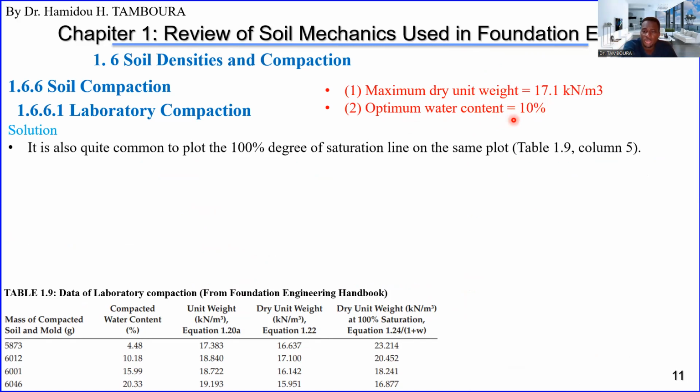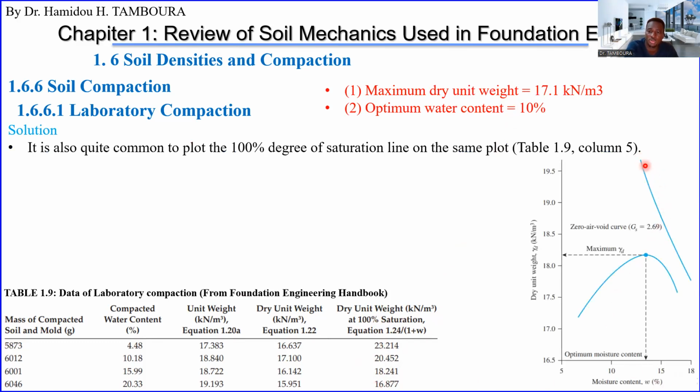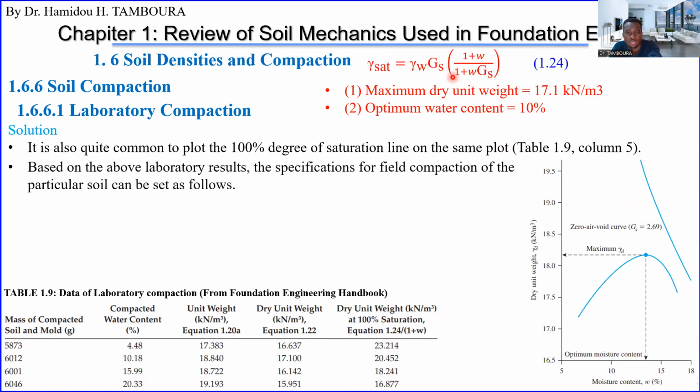Sometimes some people use this data to plot another curve. If you do that, you will obtain something like this. This line is called the zero air void curve. But it's not really necessary for you to do that. If you want to, you have to use this formula, and then you can obtain it.